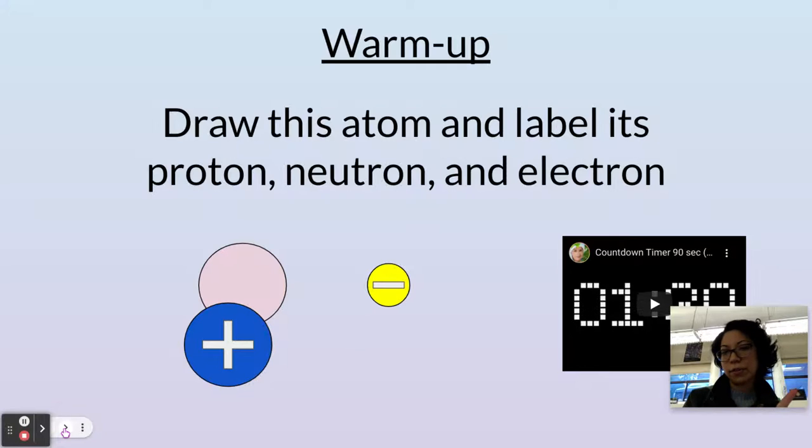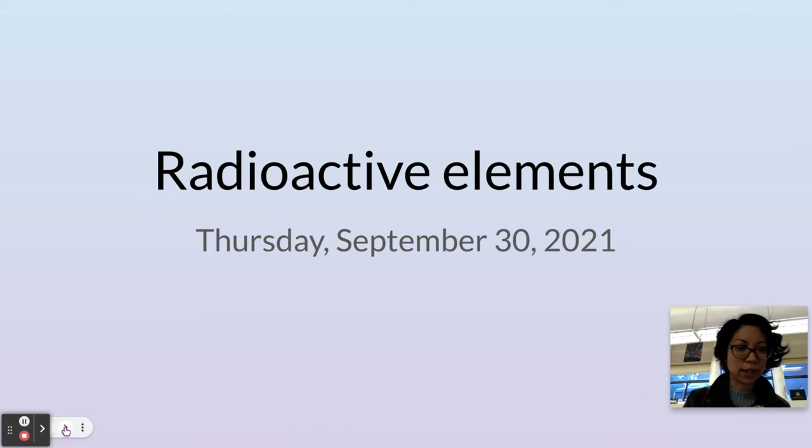Okay, so just a little review here. Remember, a proton and neutron are in the middle of an atom, and what's outside are electrons, and that these things have different charges. Okay, so keep that in mind during our lesson today.